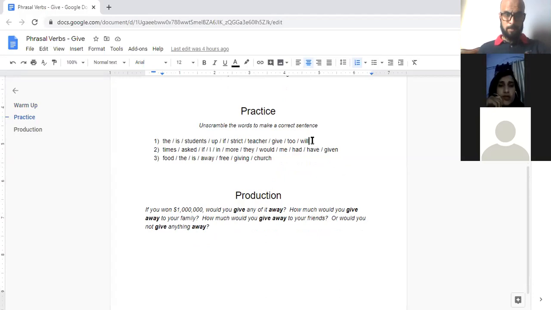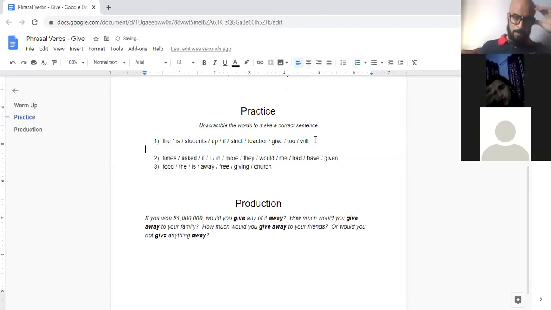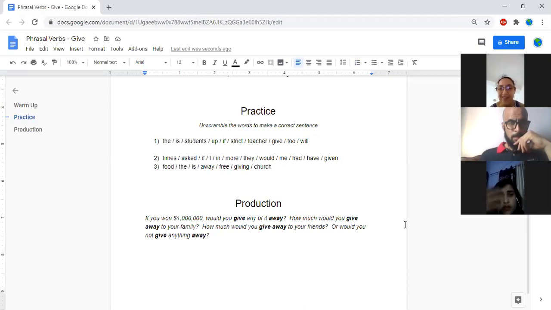And if you look here, we have these sentences, and these sentences are scrambled. They are scrambled up. And as a class, I would like to unscramble the words to make a correct sentence, to make a sentence that is grammatically correct. So here are the words in the sentence. Let's try to make a sentence together. These sentences use the phrasal verb. So keep that in mind. If you think you know, you can just start saying it.